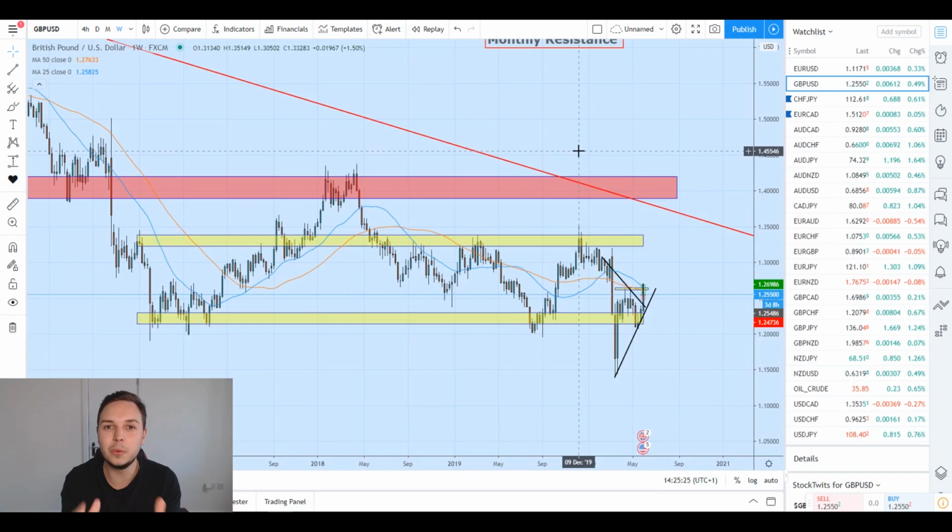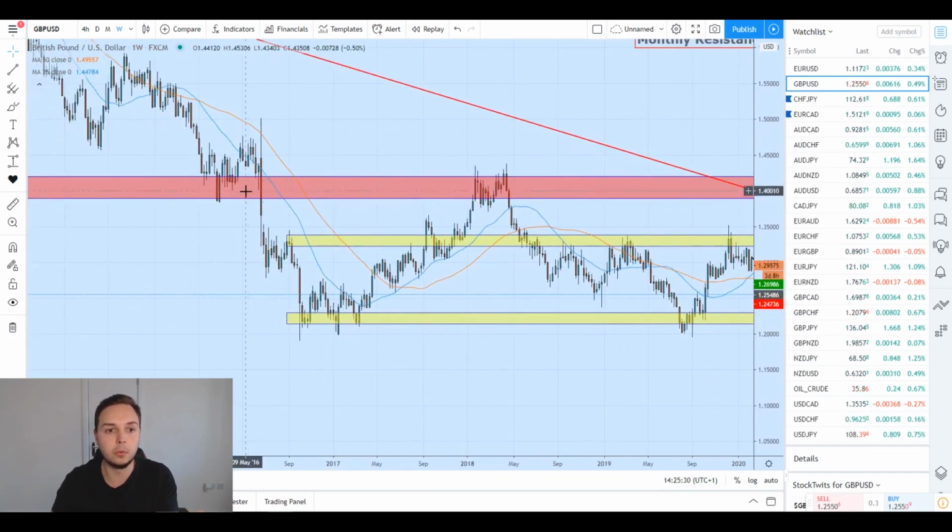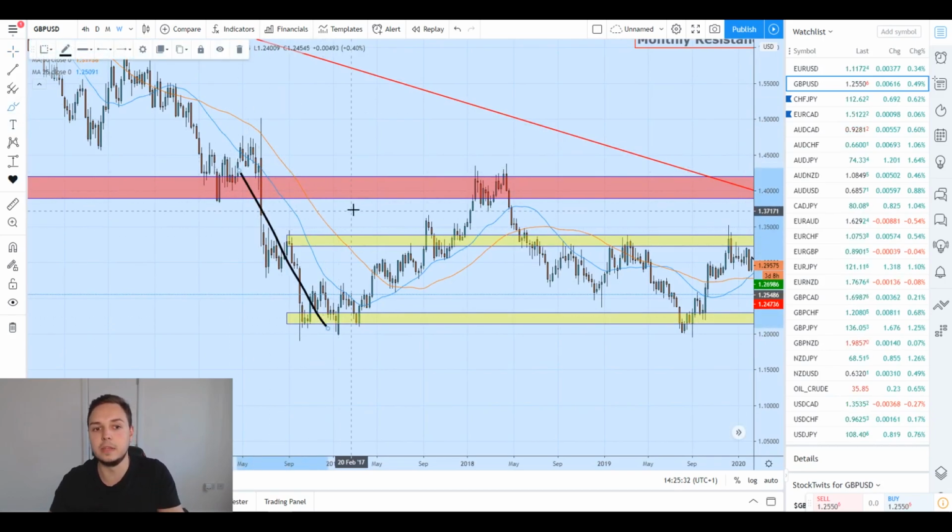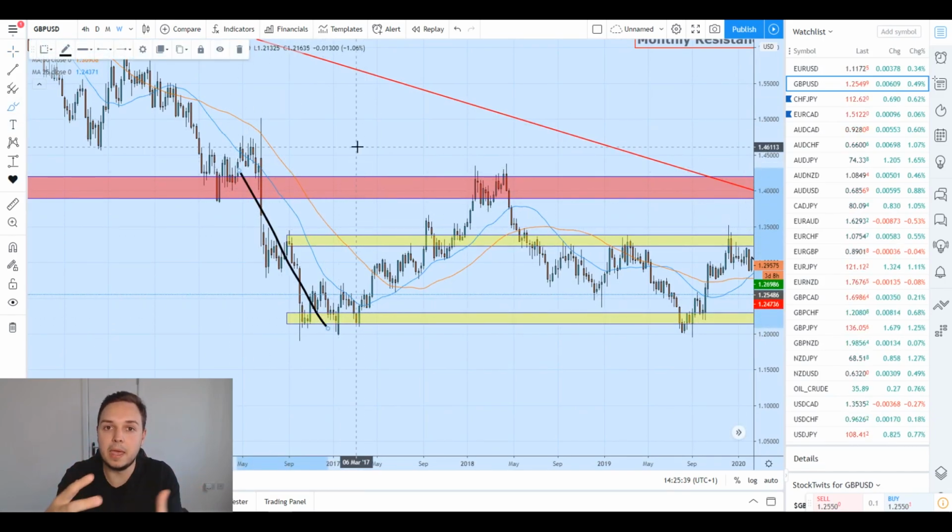Let's go to the weekly. So as we see, this is the weekly time frame. The red rectangle that you saw is the support. Obviously the support was broken on the weekly, as you can see, with the downtrend. This confirmed that the bears are in the market.